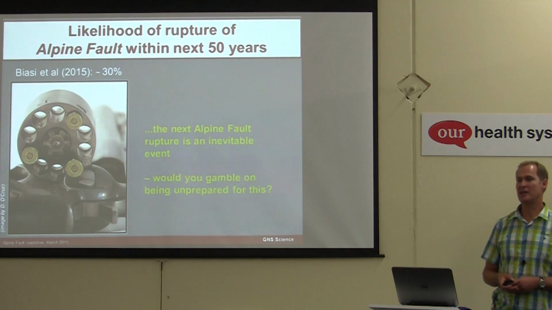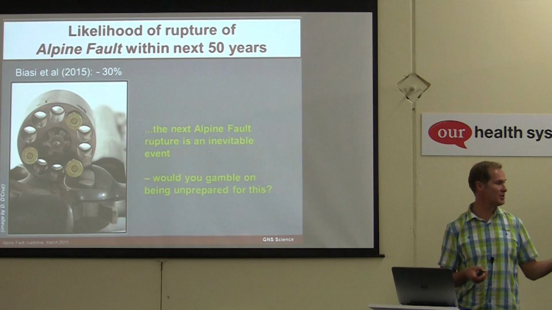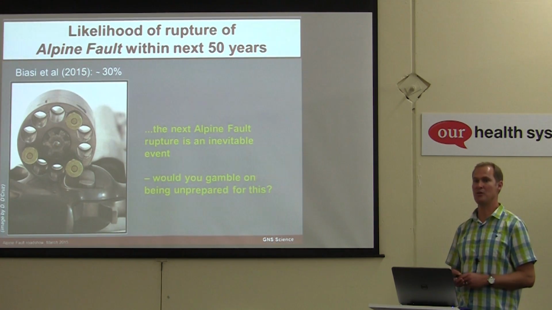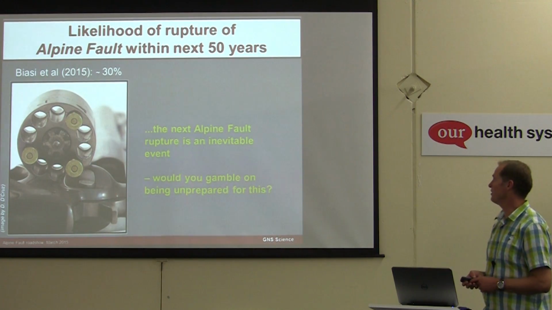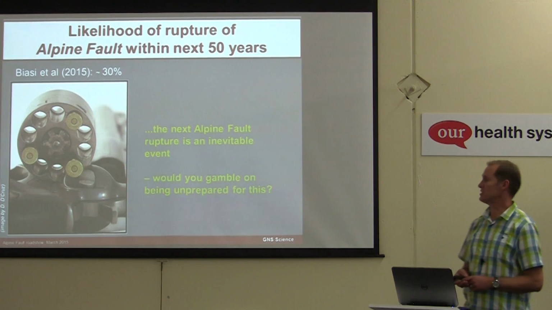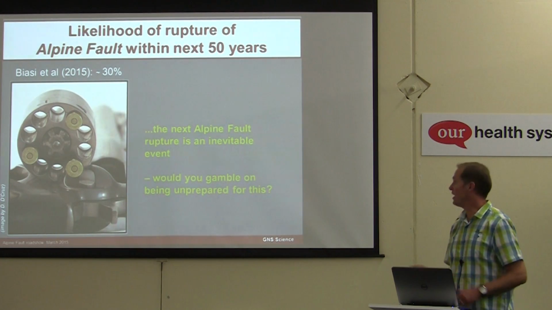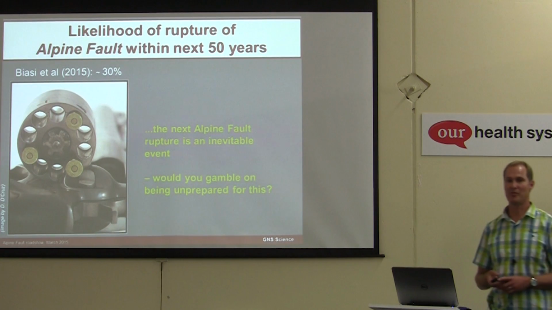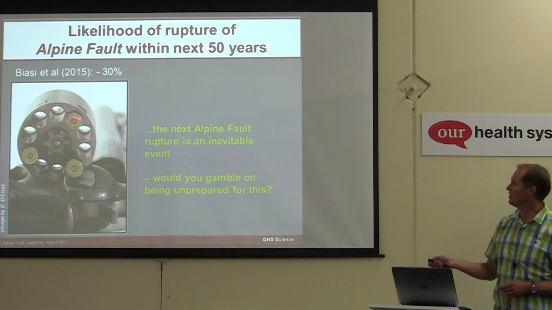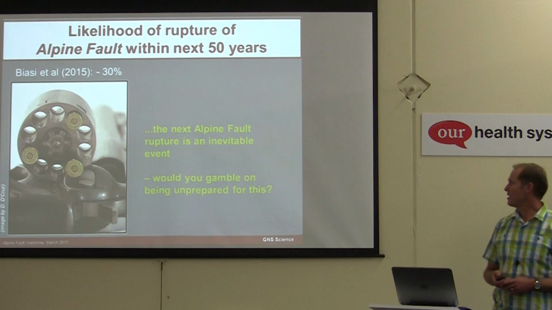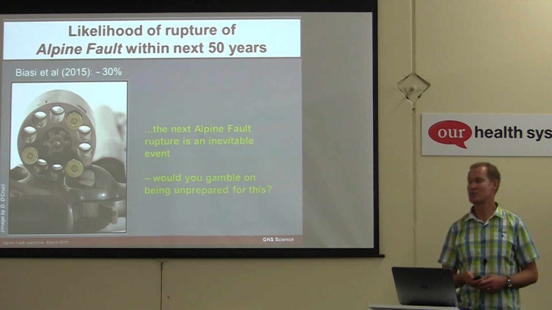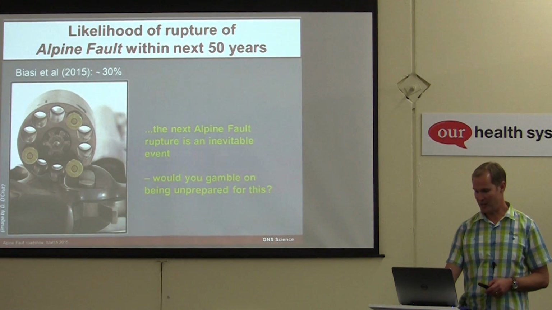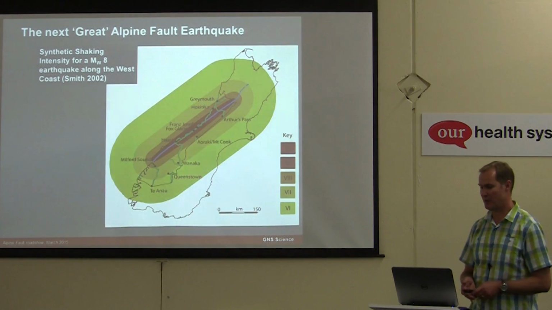So another spin-off of the work that Ursula's been doing in South Westland is that we've been able to publish a brand new conditional probability for the Alpine Fault moving in the next 50 years. Now, of course, this loaded gun was stolen from a Wellington Fault talk. For the Wellington Fault, there's actually only 1 bullet in the chamber. For the Alpine Fault, it's 3. So there's a 30% chance in the next 50 years of a large to great earthquake on the Alpine Fault.